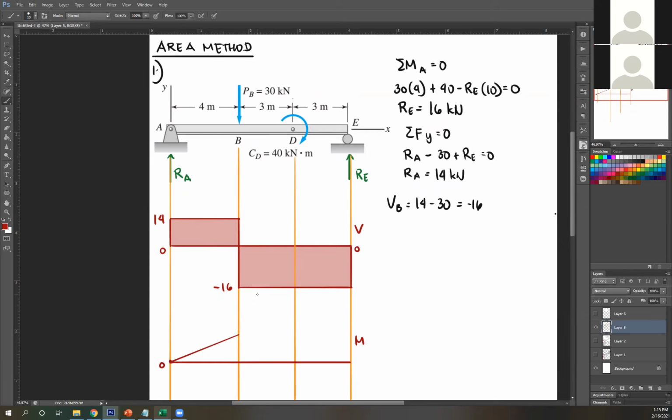Next, what is this value? So let's call that MB, right? MB. Remember, MB is just the area above it. So it's just MA plus area B. So 0 plus area of this, it's 14 times distance of this is 4. Now what's 14 times 4?